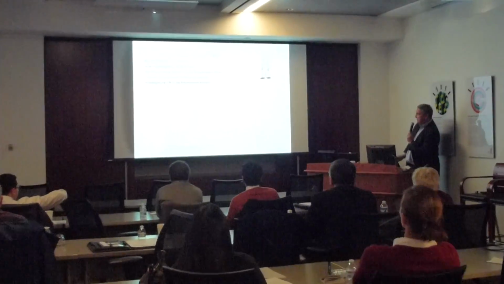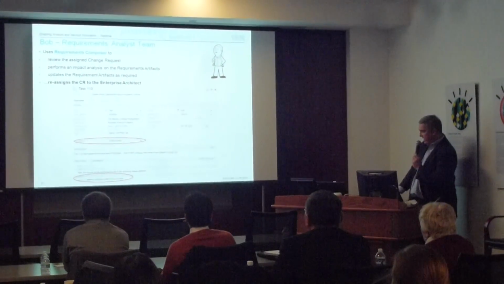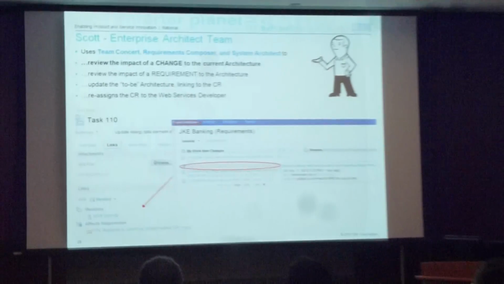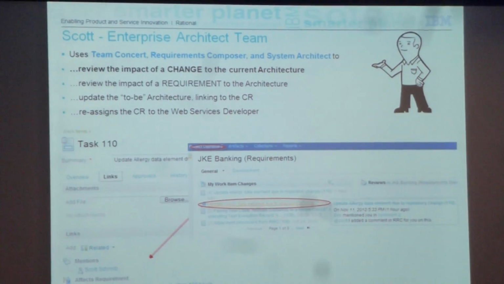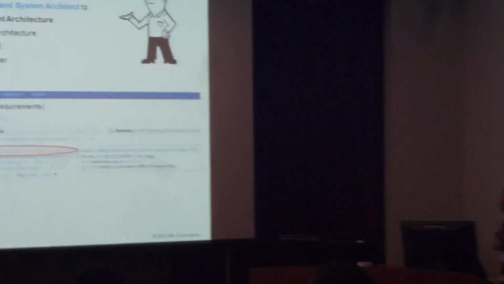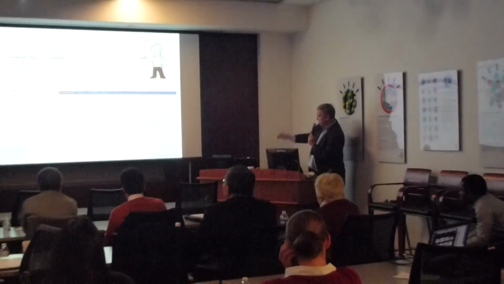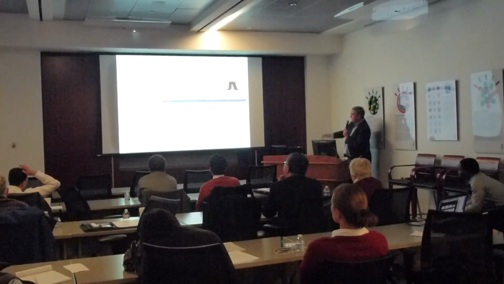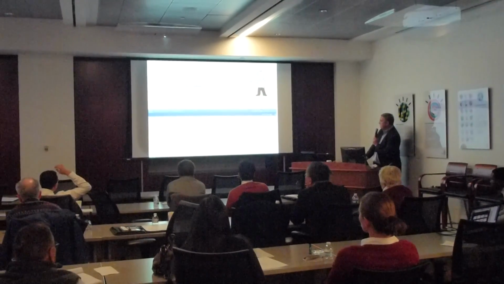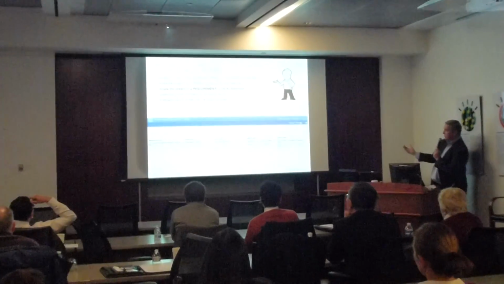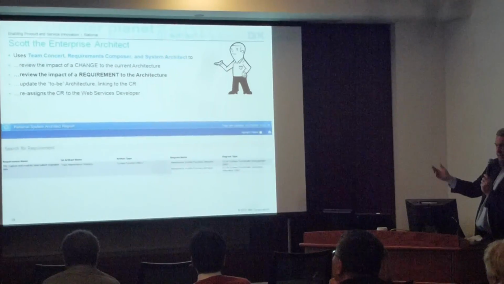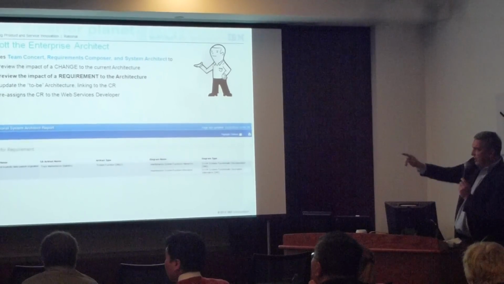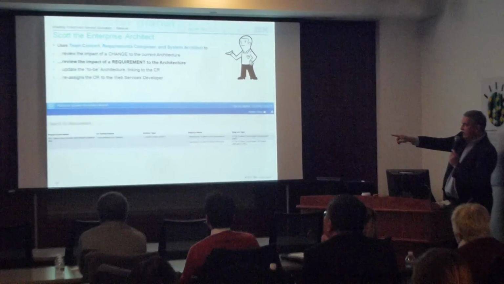Now here's following the same scenario. He's going to now assign that change request to Scott. Scott is the enterprise architect. So Scott looks at his dashboard and says, okay, I have this change request assigned to me. Let me hover over and get a look at what it is. I can get more detail on that particular change request. And then you can come into System Architect and run a report, and I can see that change request is related to requirement 750.